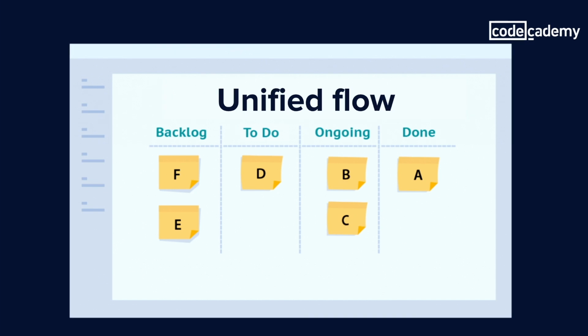The columns on the board also help to unify the flow for the task's life cycles, since every task goes through the same cycle. This helps to align team members' expectations for each stage, since the tasks must meet a certain set of requirements in order to progress into the next stage.